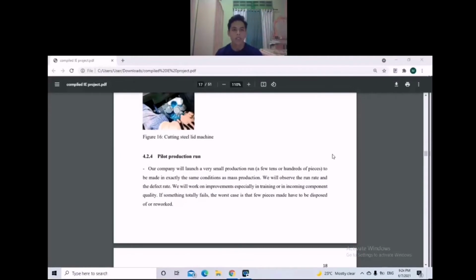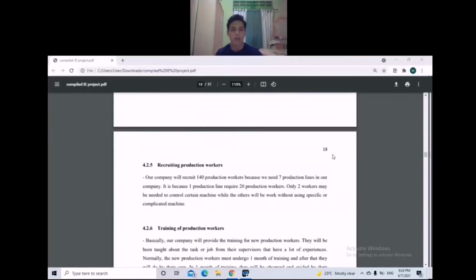For the pilot production run, our company will launch a very small production run made in exactly the same conditions as mass production. If something totally fails, the worst case is that a few pieces may have to be disposed of. We will recruit 140 production workers because we need 7 production lines in our company, where each line requires 20 production workers. Only 2 workers may be needed to control certain machines.